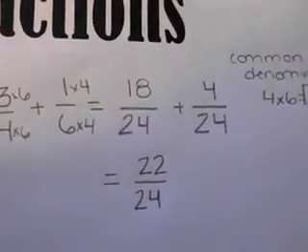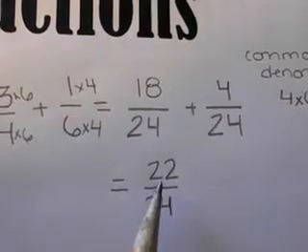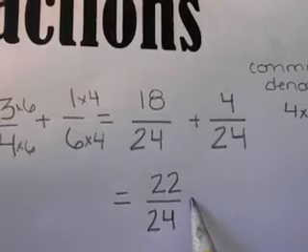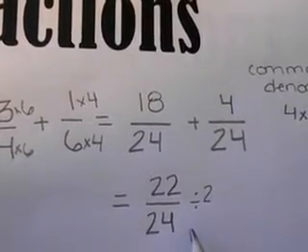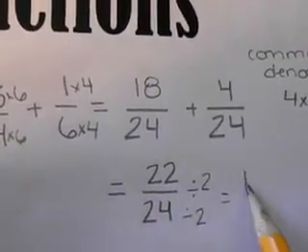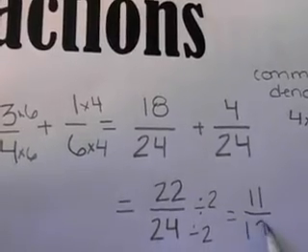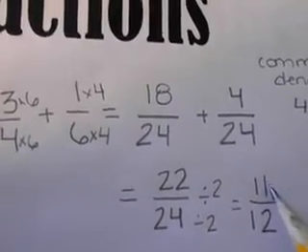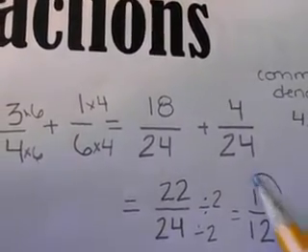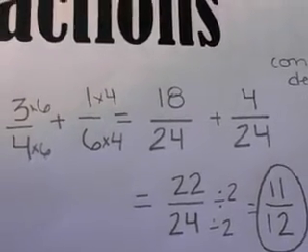We're almost done. Our last step with fractions is always to simplify. So again, we pick a number that we can divide both the numerator and the denominator by. A good starting place is always to divide by 2. 22 divided by 2 is 11. 24 divided by 2 is 12. We check our answer again. There's no number that you can divide both 11 and 12 by, so our final answer is 11 over 12.